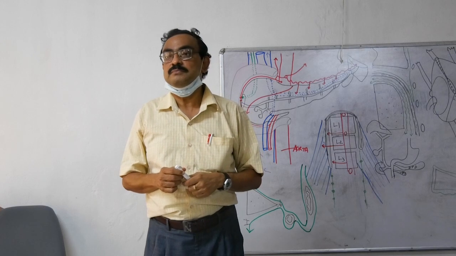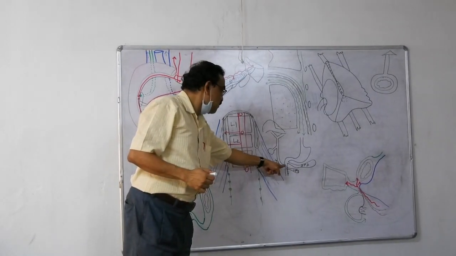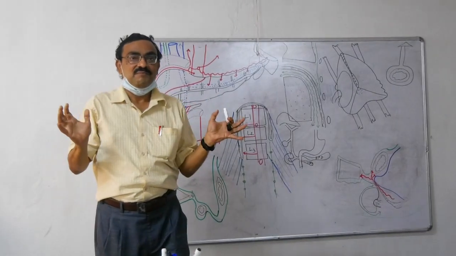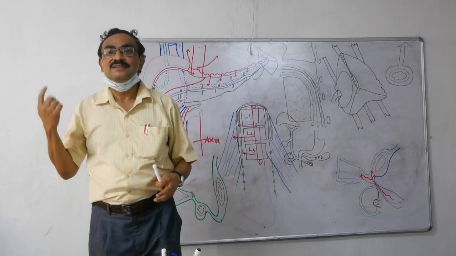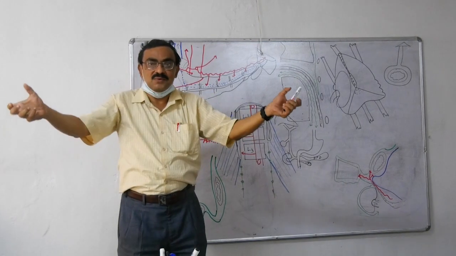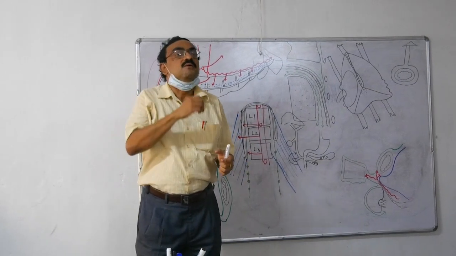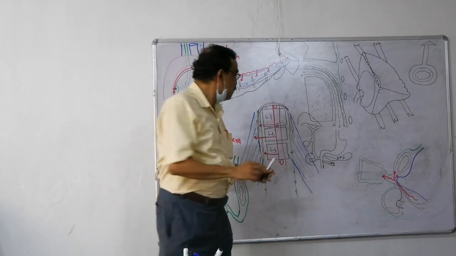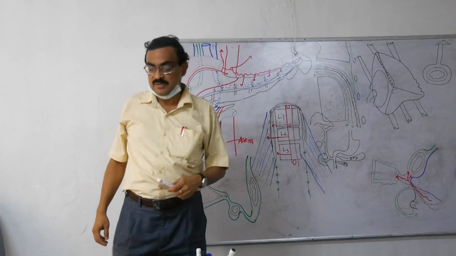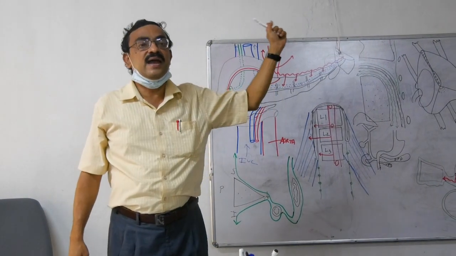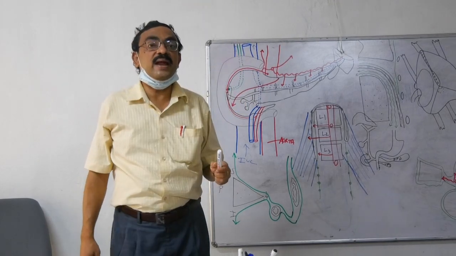Clinical anatomy. Annular pancreas. Very good. When this ventral diverticulum moves around the duodenum, it splits into two parts. One goes behind, one goes in front. So ultimately it surrounds the duodenum. When it surrounds the duodenum, that is called annular pancreas. The second one is cancer of the head of the pancreas. The third one is acute pancreatitis.